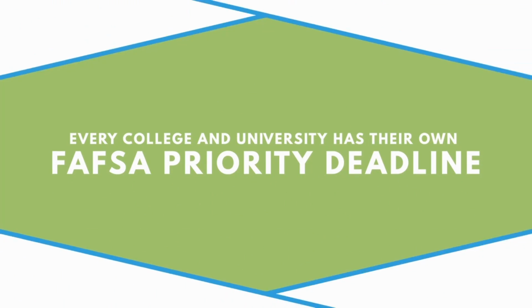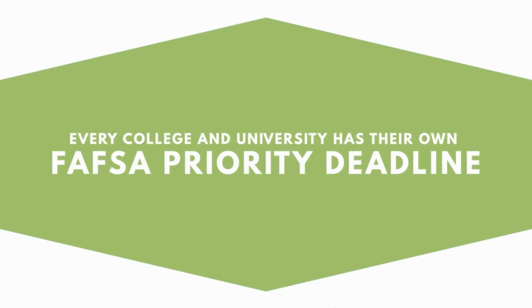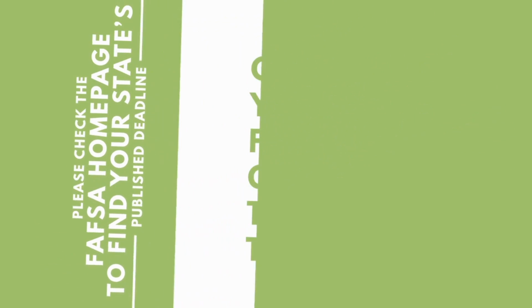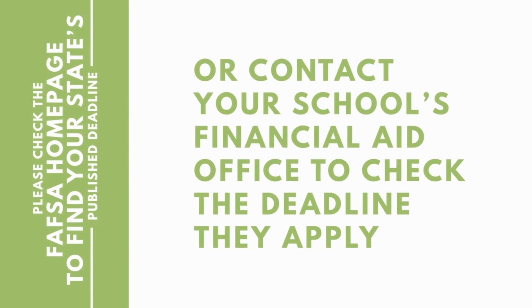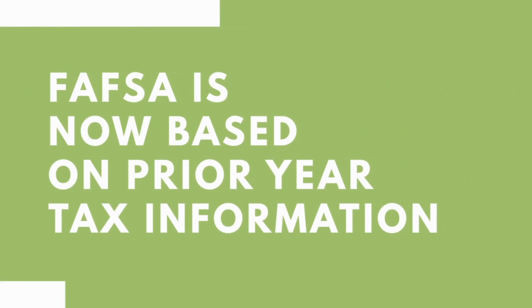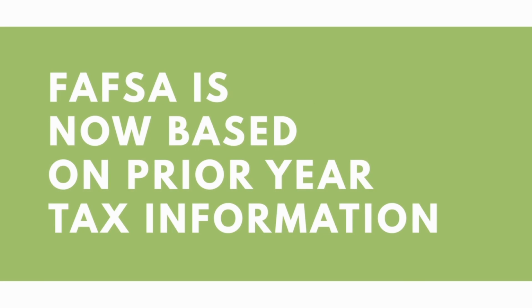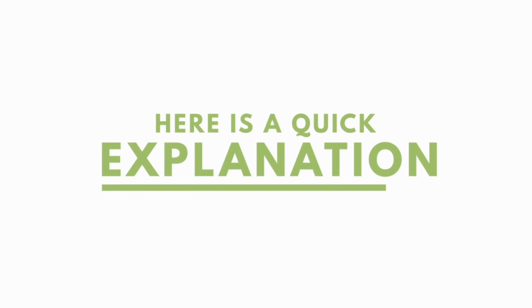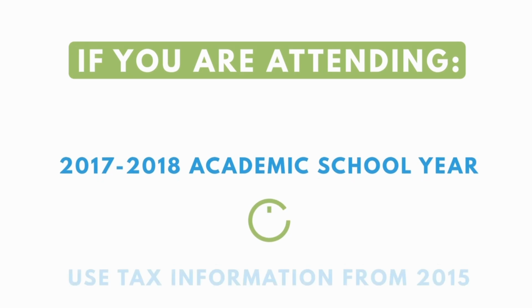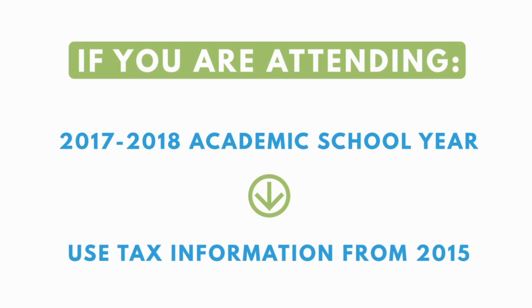Third, every college and university has their own FAFSA priority deadline. Please check the FAFSA homepage to find your state's published deadline, or contact your school's financial aid office to check the deadline they apply. Fourth, the FAFSA is now based on prior year tax information. Here is a quick explanation. If you are attending the 2017-2018 academic school year, use tax information from 2015.